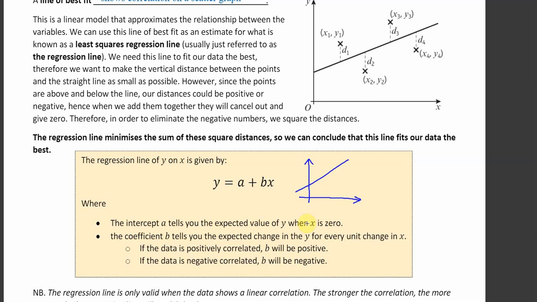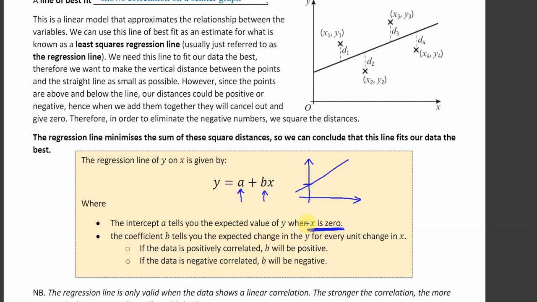But if you've got a line of best fit, then the y-intercept is the value of y when x equals 0. You'll see when we do examples, we'll just put that into the context of the question to give us an interpretation of the value of a. The value of b tells you the expected change in y for every unit change in x. Again, x and y will have context in the question like this.